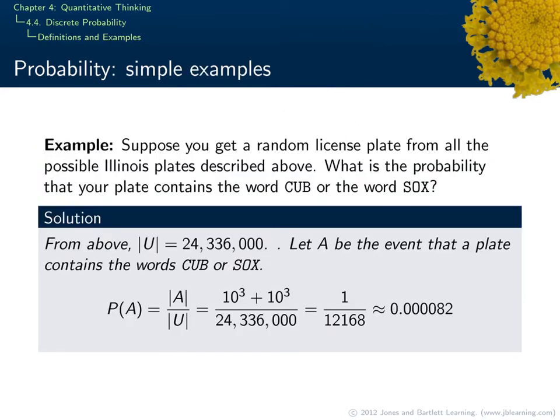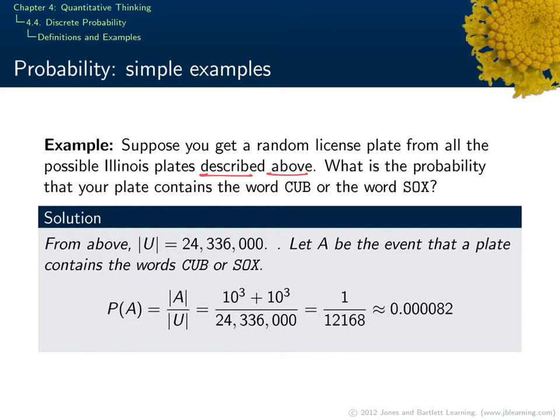Okay, so let's compute a probability. Let's suppose you get a random license plate from all the possible Illinois license plates described above. We'll talk about what that means in a moment. What is the probability that your plate contains the word cub or the word socks?